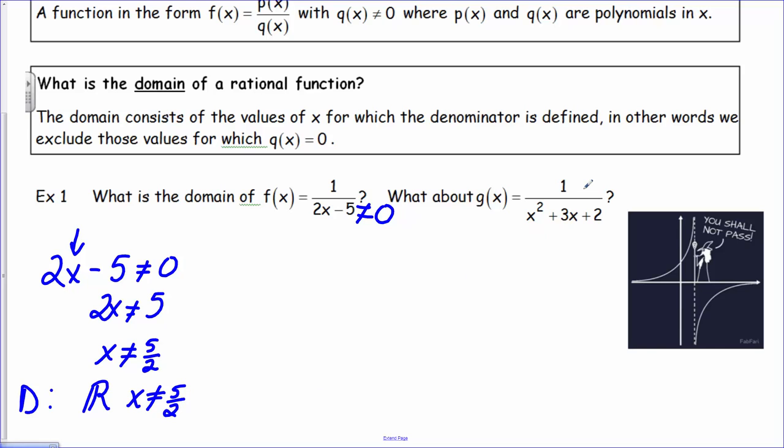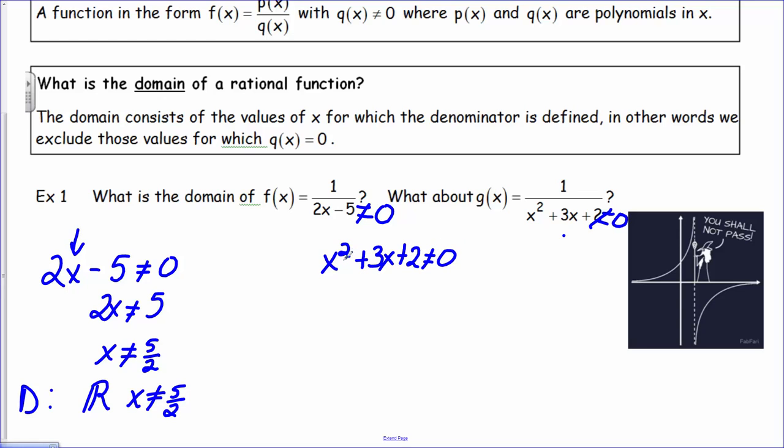Now when we look at this other function, this g of x function, which is 1 over x squared plus 3x plus 2, we're in that same situation where we just set that bottom not equal to 0 and then try and solve it from there. So we have x squared plus 3x plus 2 is not equal to 0.